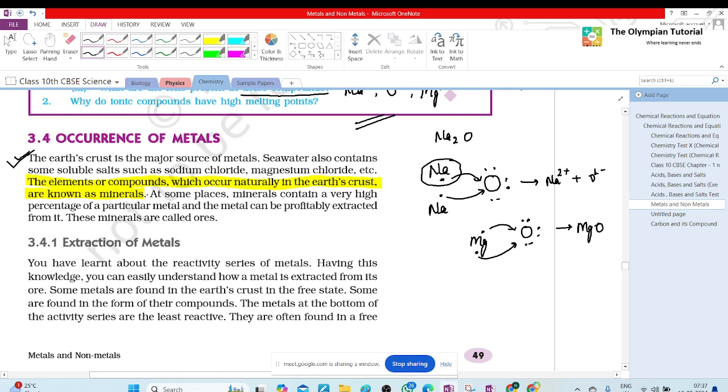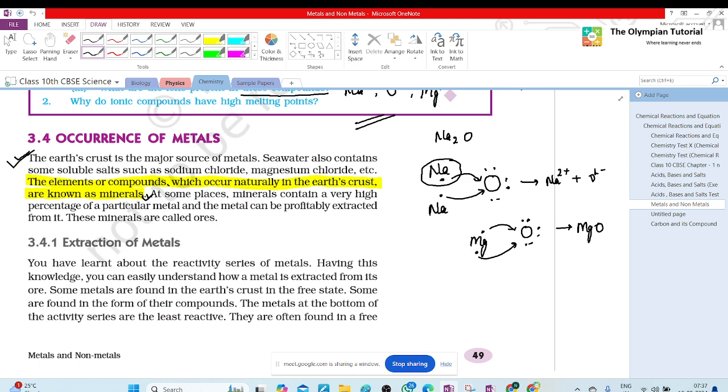In the exam, I forgot to mention compounds. I only wrote elements which occur naturally in Earth's crust are known as minerals. Okay. Now observe your mistakes so that you can improve in the next exam.